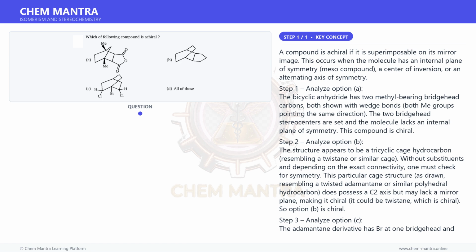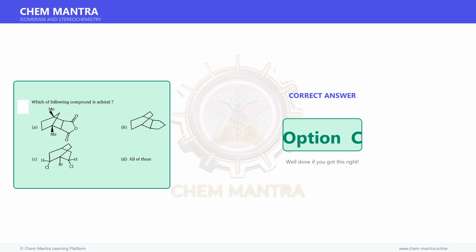Step 4. Why not D? Since A and B are chiral, not all three are achiral, so D is incorrect. Conclusion: only compound C is achiral due to an internal plane of symmetry, meso form. Therefore, the correct answer is option C.